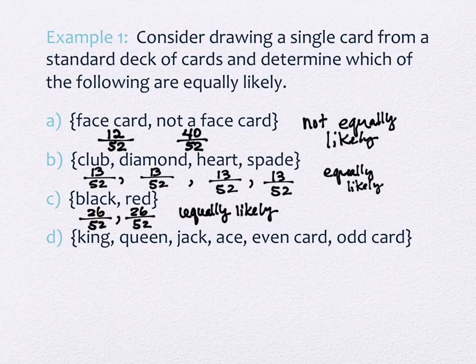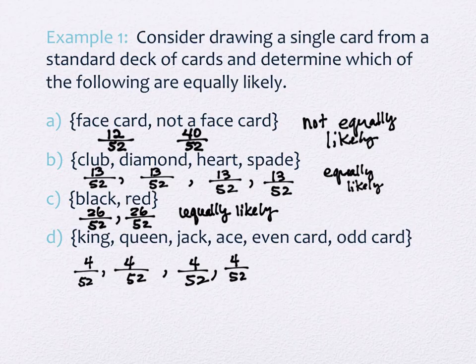Okay, the last one has the most in it. How many kings are there? 4. There are 4 kings. There's 1 in each suit, and there's 4 suits. So there's 4 out of 52. How many queens are there? 4 out of 52. How many jacks are there? 4 out of 52. Aces. And if the question stopped right there, would they be equally likely? Yes, but it does not stop right there, so let's count some things then.